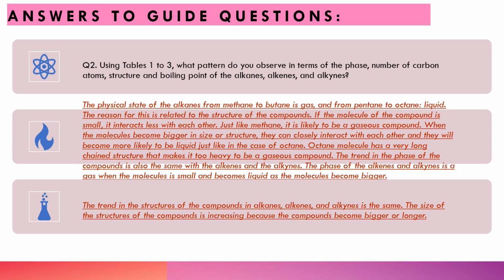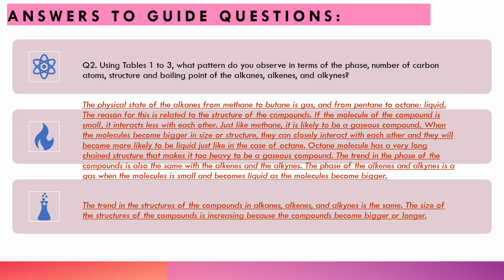If the molecules of the compound are small, they interact less with each other. Just like methane, it is likely to be a gaseous compound. When the molecules become bigger in size or structure, they can closely interact with each other and they become more likely to be liquid, just like in the case of octane. Octane molecule has a very long chain structure that makes it too heavy to be a gaseous compound.